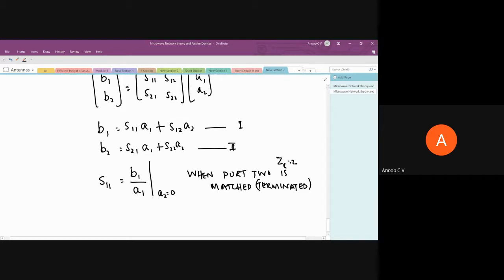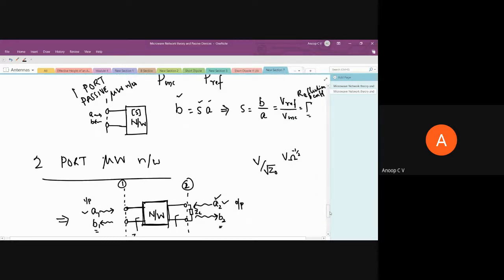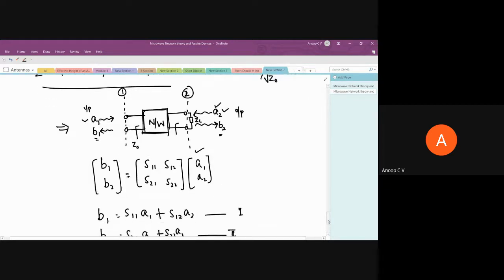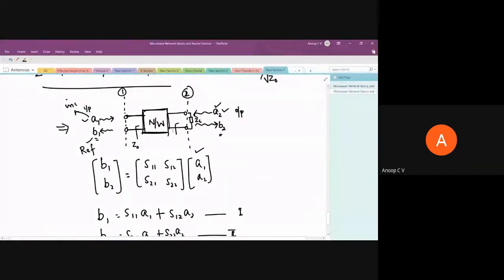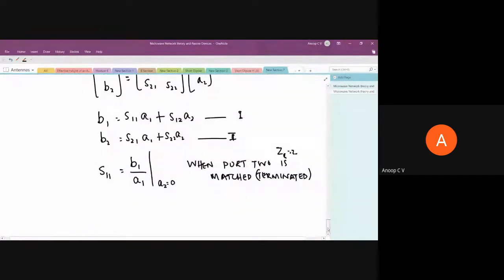So S11 is B1 by A1. What will be this B1 by A1? It is the reflected voltage at port 1 divided by the incident voltage at port 1. B1 is the reflected voltage at port 1, and A1 is the incident voltage at port 1. Can anyone tell me what this ratio of reflected parameter to incident parameter will be? Even though we are normalizing incident and reflected voltage by root of Z0, that will get cancelled. So what will this be? Can anyone tell me?